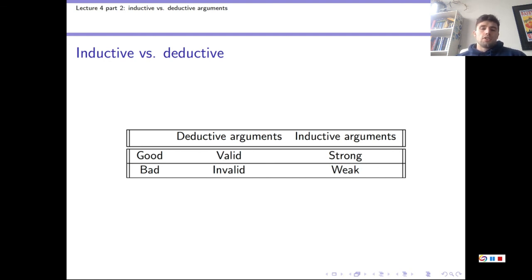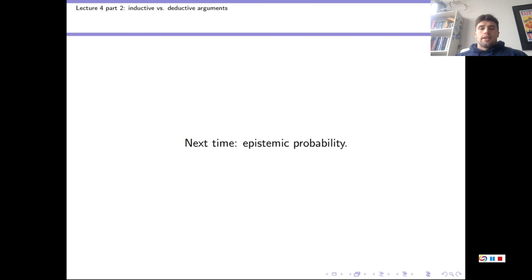Now, we typically think of deductively valid and inductively strong arguments as the good ones, and deductively invalid arguments and inductively weak arguments as the bad ones. Now, we've also been using the term inductive probability a lot. So in the next lecture, we'll contrast that type of probability with another one called epistemic probability.